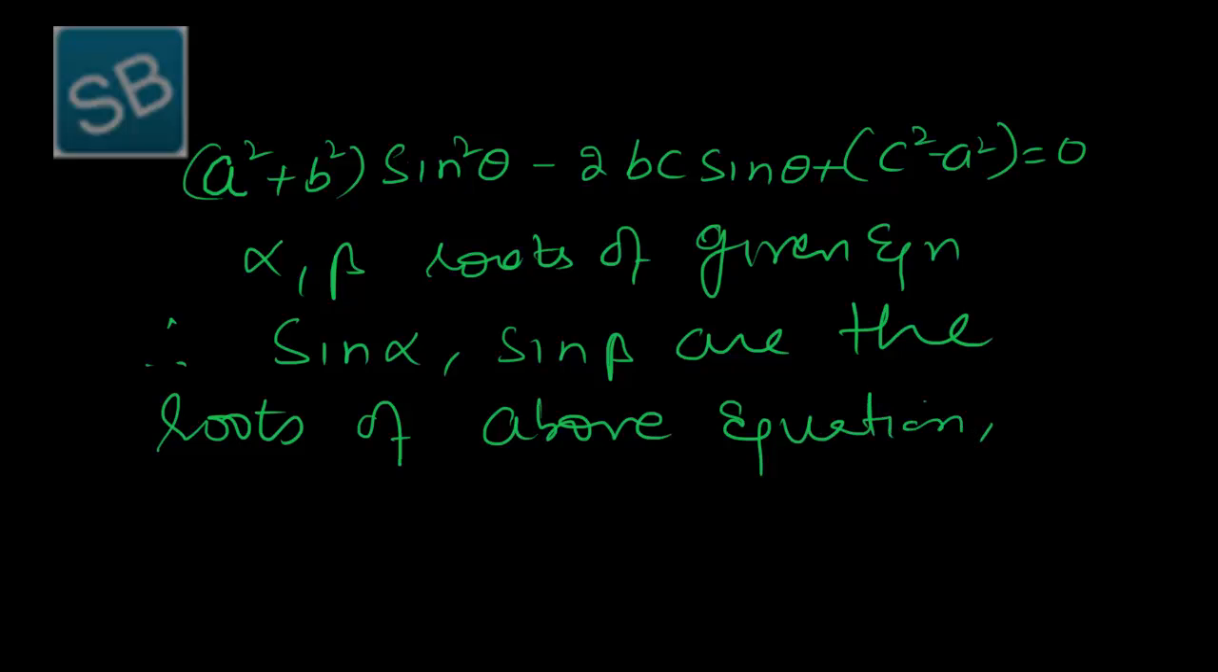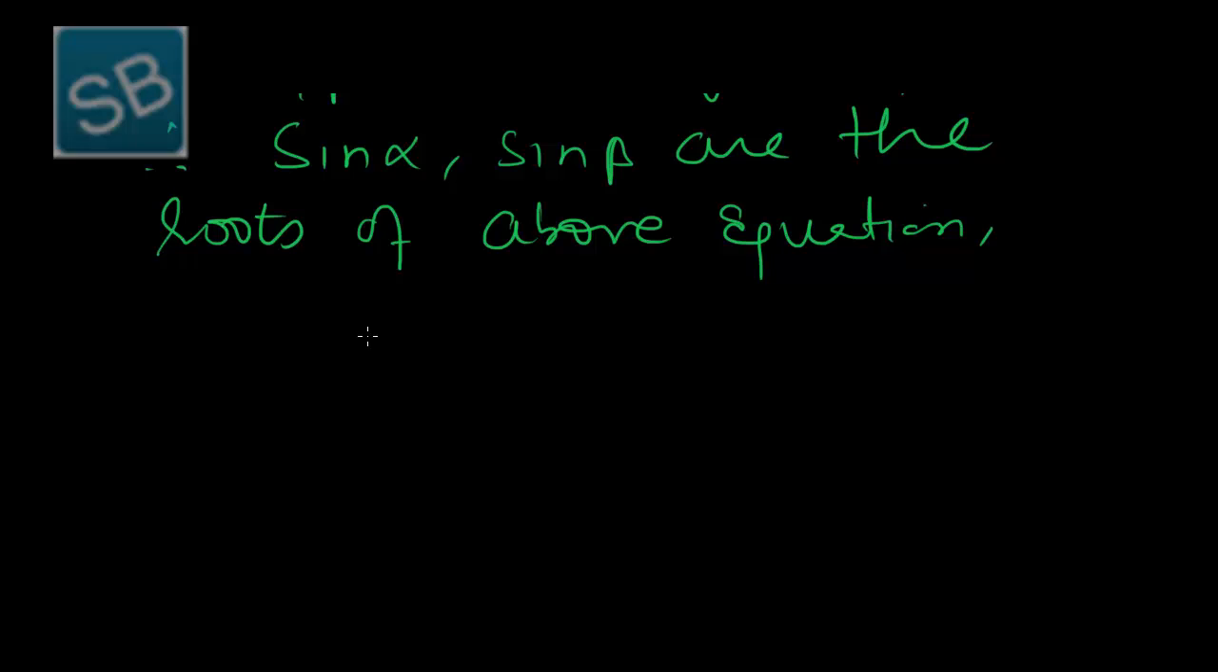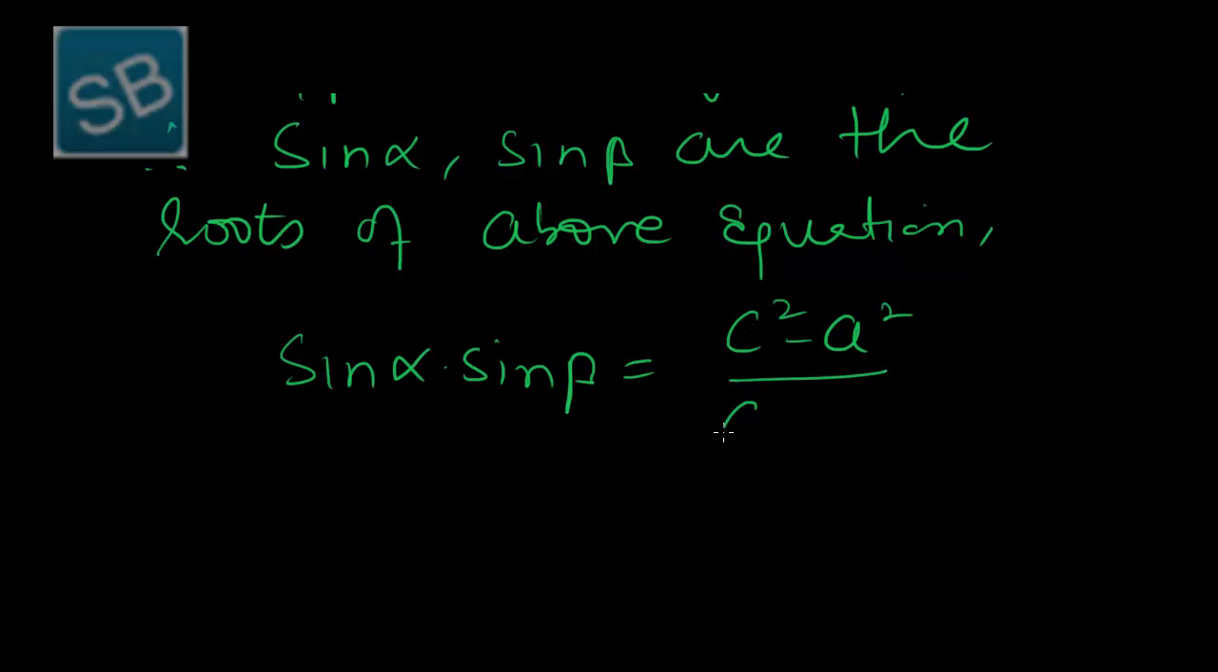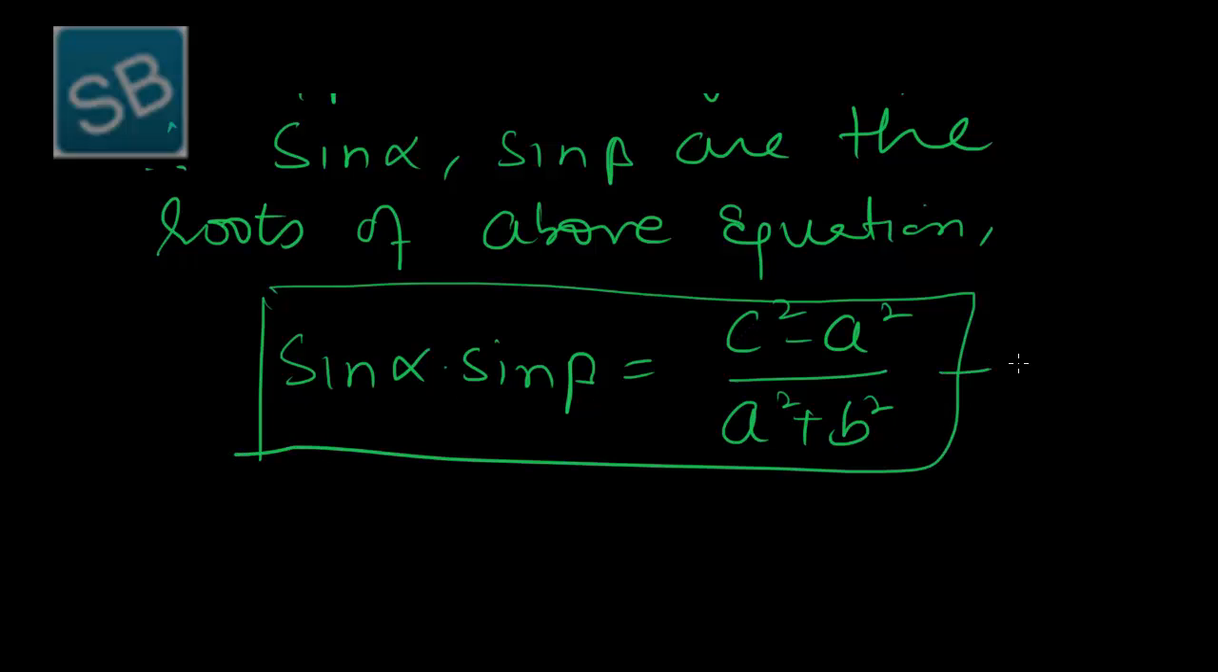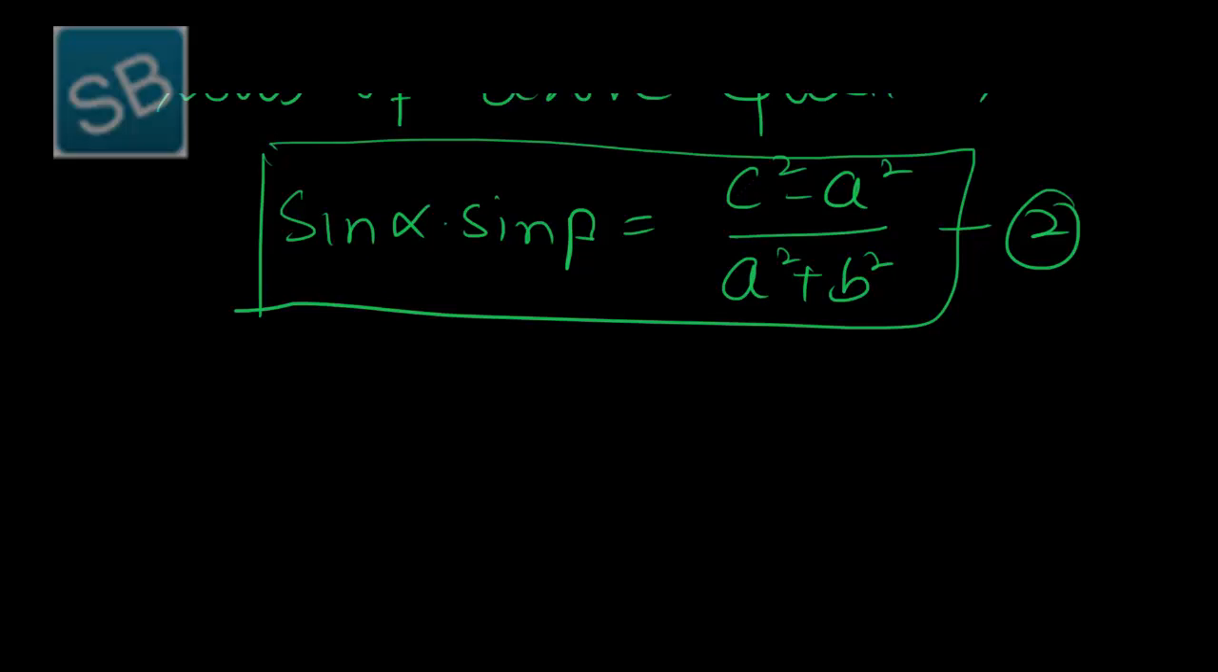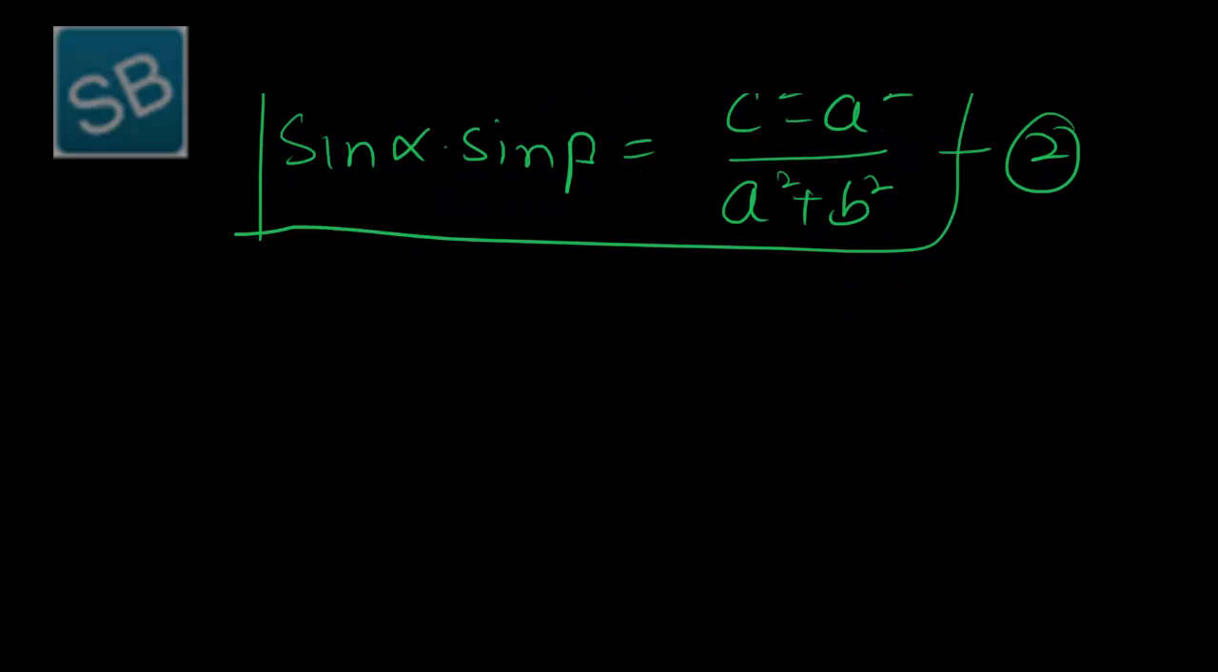As we know, the product of roots, that is sin alpha into sin beta, is c over a, that is the constant term over the coefficient of the first term. So this is the product, and we get the value of sin alpha sin beta. Let us call it number 2. Now again, we will express the equation in the form of cos function so that we can get the product of the cos function.